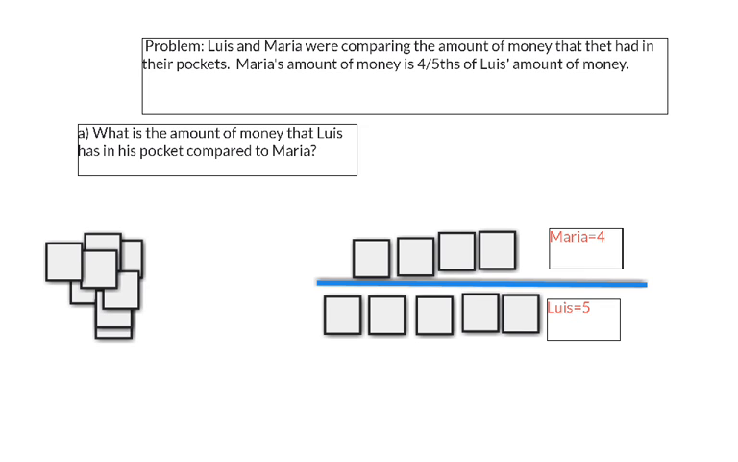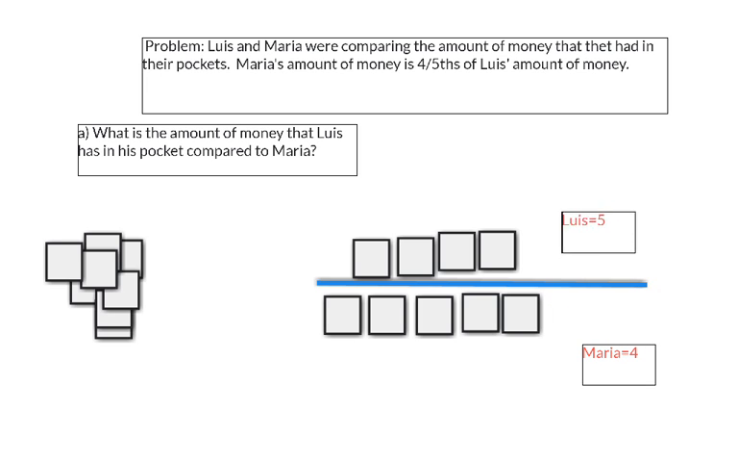So we come to the first aspect here, the A part of the question. What is the amount of money that Luis has in his pocket compared to Maria? So we don't have any solid values yet. We're not saying exactly how many dollars or pounds or euros are in their pockets. We're just trying to establish the ratio. If we want to say how much money Luis has compared to Maria, we have to flip them around on the fraction.